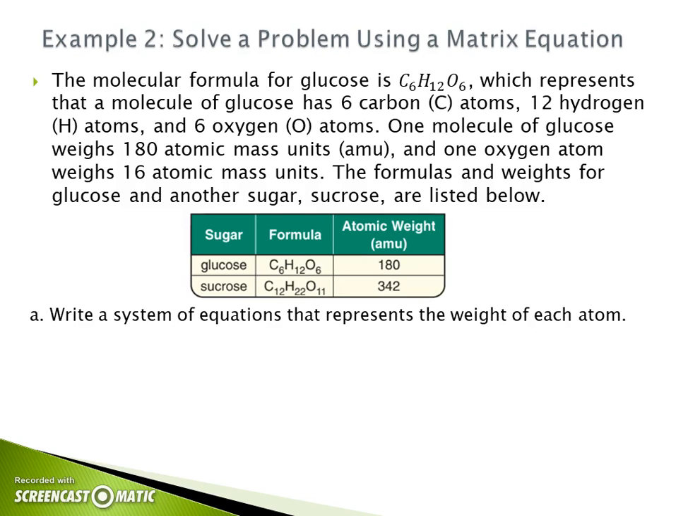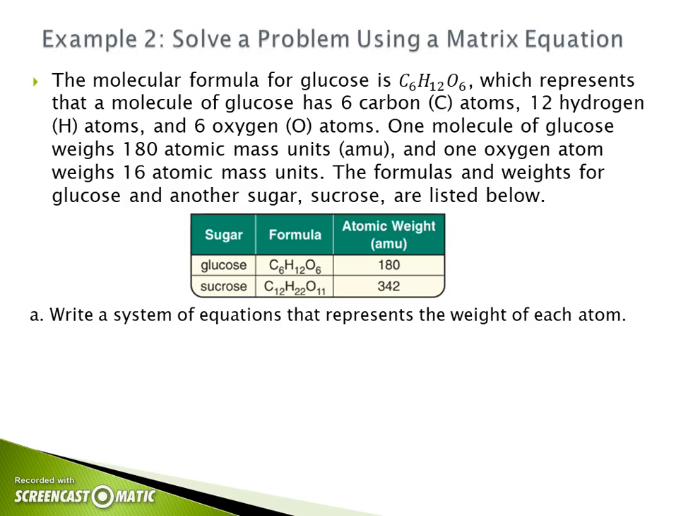Next, this says solve a problem using a matrix equation, but here the idea is we're going to write a system of equations, and then we're going to set up a matrix equation for them. So first off, we're going to let C represent the weight of a carbon atom. Then we're going to let H represent the weight of a hydrogen atom. And the weight of an oxygen atom is just 16, as it tells us in the directions.